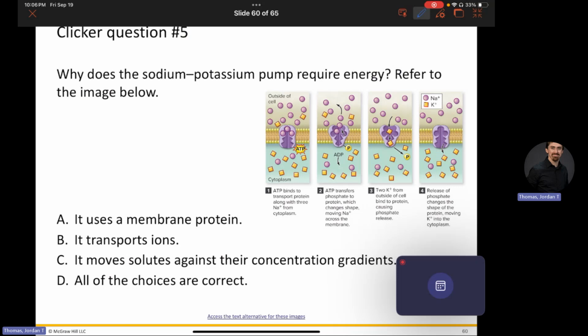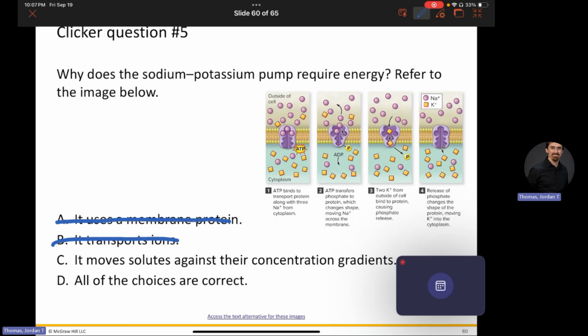Think about this. Yes, we are using a pump. Sodium potassium pump is a protein, but in facilitated diffusion, we are also using a protein, and in facilitated diffusion, we are not using energy. So that one is out because in facilitated diffusion, we also use a membrane protein. It transports ions, yes, but transporting ions does not mean it has to use energy. An ion can go down its concentration gradient through facilitated diffusion and not use energy.